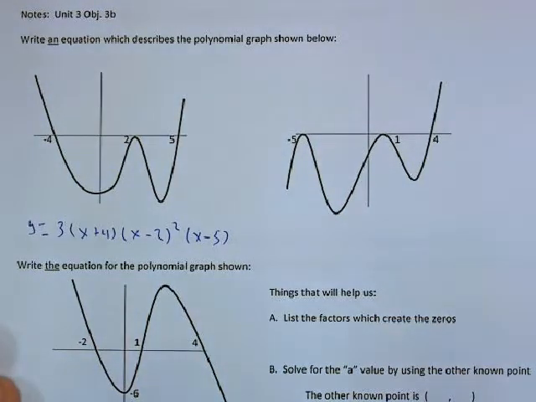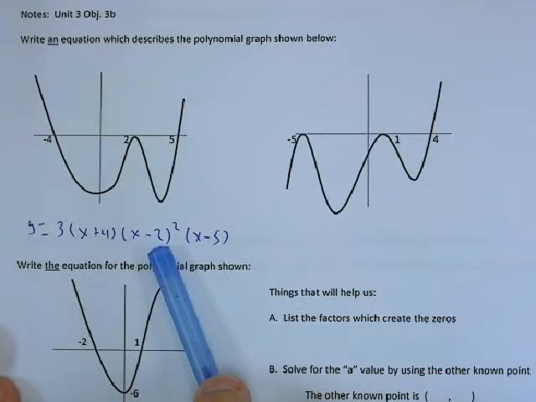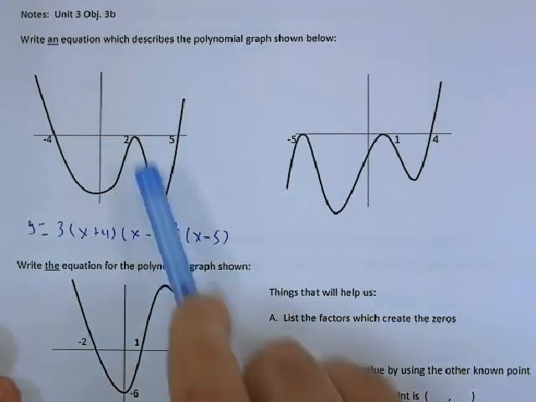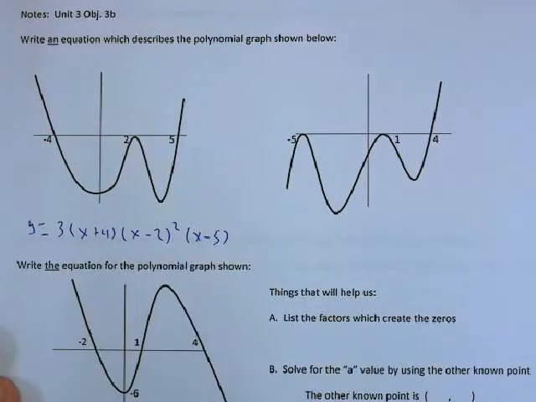So the only main thing that we didn't see on 3.3a notes is we didn't have anything with a multiplicity of 2. So again, anytime it bounces, we need to make sure that it's squared. Okay? All right, let's do it for this one as well.